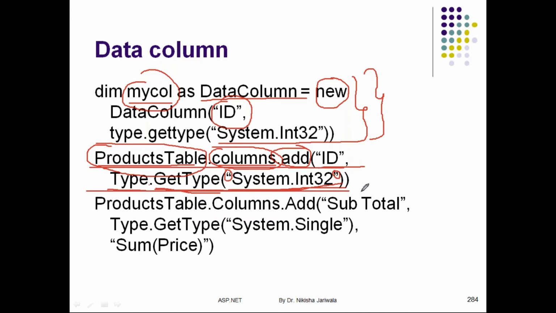So in this way we can create the column and add that column within the Columns collection of the table. Again, if I want to add a second column, for example Subtotal, then I will specify the name of the table, that is the products table. Within that there is a Columns collection. I will use the Add method. The column name is Subtotal and the data type that I want to use is System.Single. Again, I repeat, the data type is System.Single.